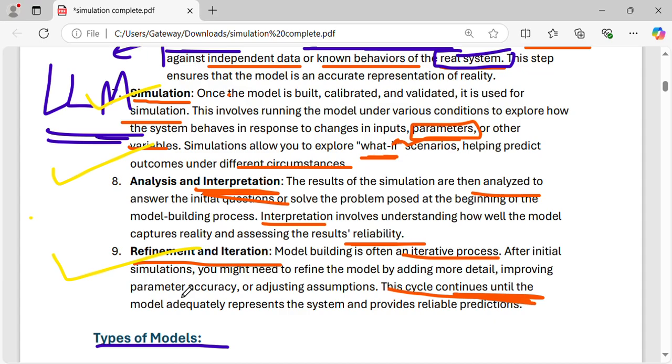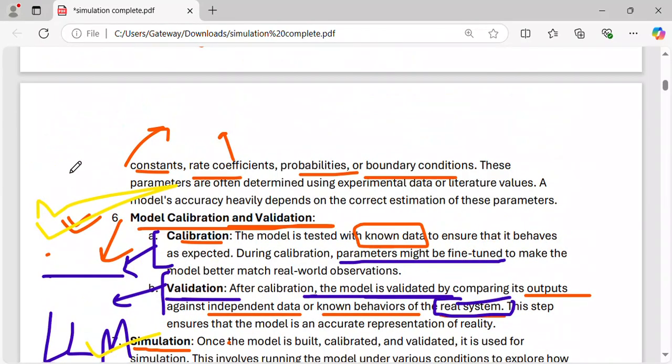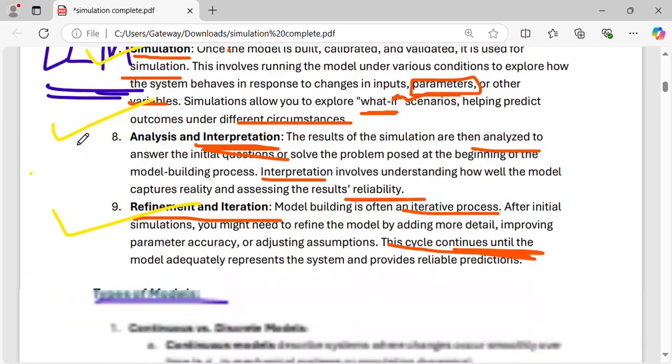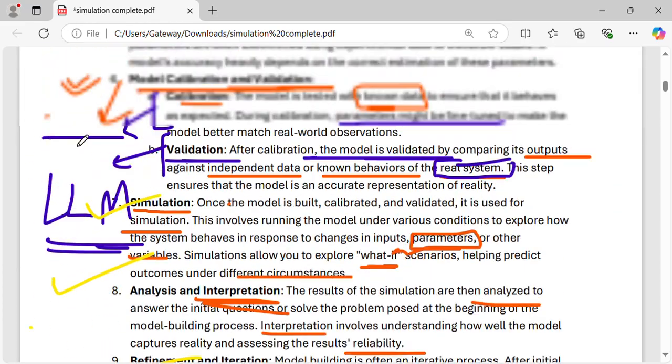Let us revise it once more. First of all, we defined the problem, we conceptualized the problem, then we chose the model, we formulated the model, we identified the parameters, we calibrated and validated it, then we simulated it, we analyzed and interpreted, and did refinement and iteration. So these are 9 steps that are really important, and they could be asked of you.